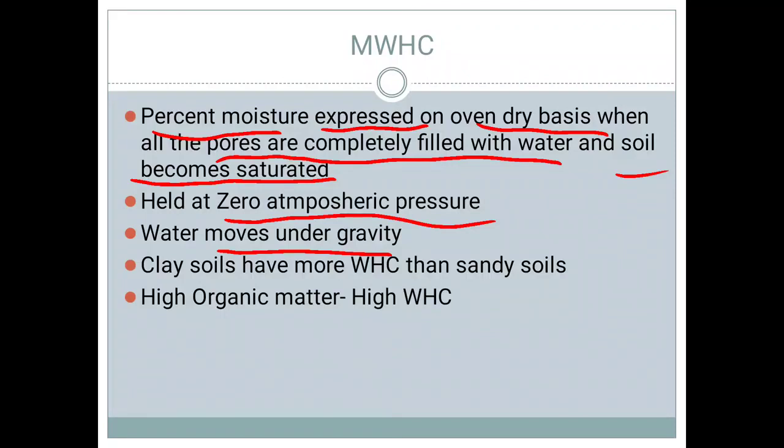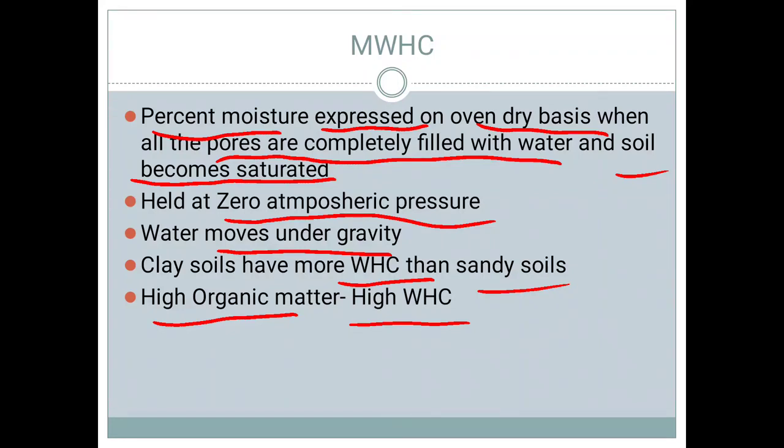Clay soils have more water holding capacity than the sandy soils, because in clay soil the particle size is less, in sandy soil the particle size is bigger, and therefore they can hold less moisture. Sandy soils can hold less moisture while clay soils can hold more moisture. And high organic matter also gives high water holding capacity. When organic matter is more, water holding capacity is also more. So this is about the first soil moisture constant, the maximum water holding capacity.